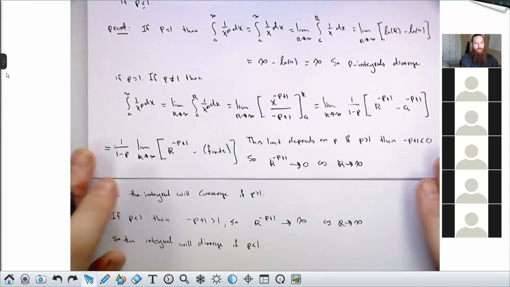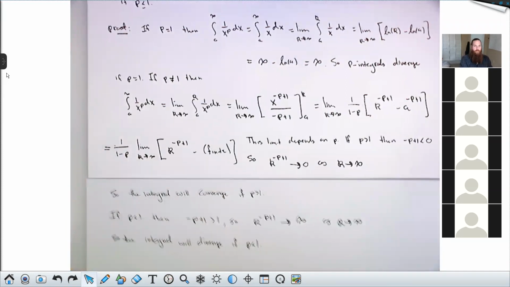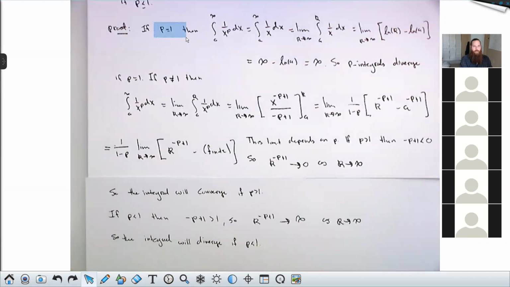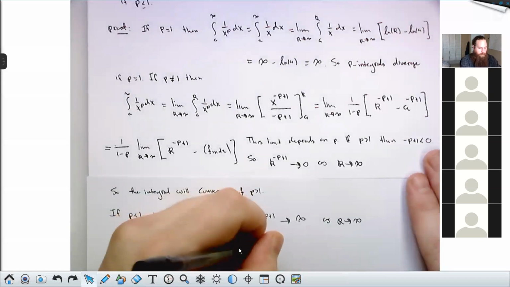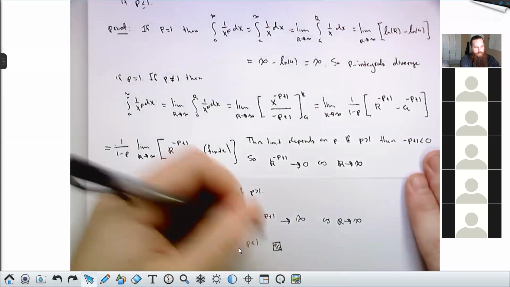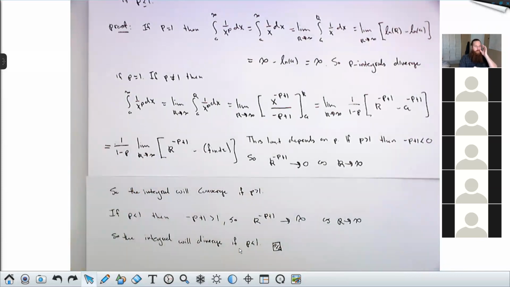And then you put these three things together. If p is equal to 1, the integral diverges. If p is bigger than 1, then the integral will converge. And if p is smaller than 1, the integral will diverge. That proves the theorem. Now we're done. We've shown that if p is greater than 1, the integral converges. And if p is less than or equal to 1, then the integral diverges.